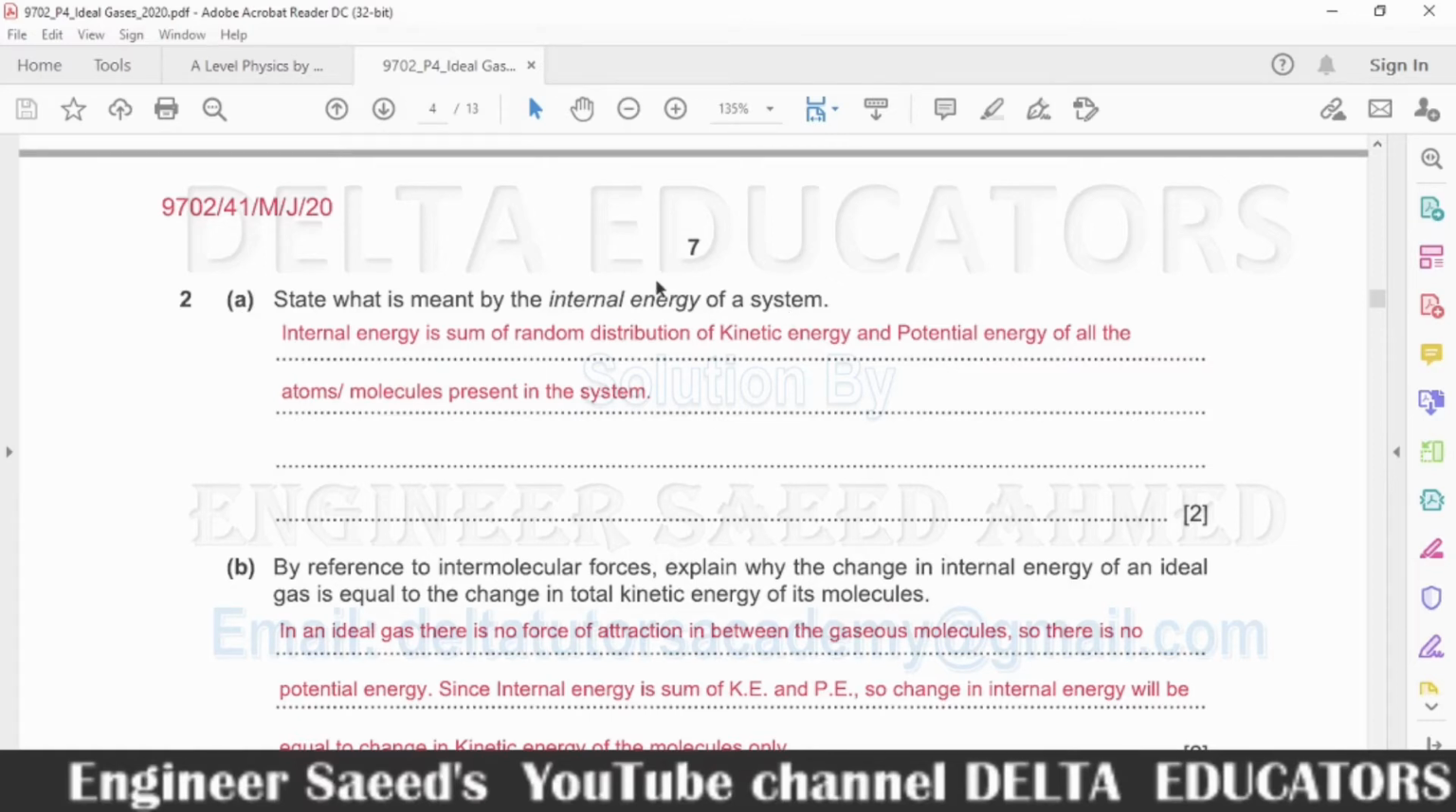Internal energy is defined as the sum of the random distribution of kinetic energy and potential energy of all the molecules or atoms present in the system. So the same thing is written here.